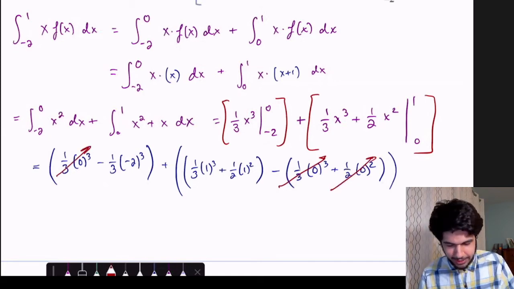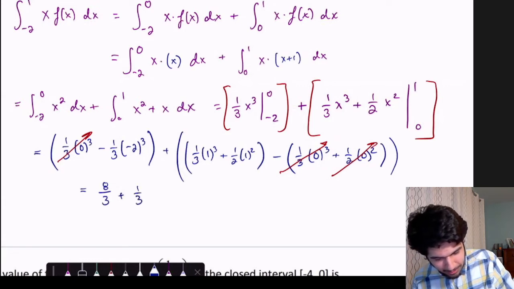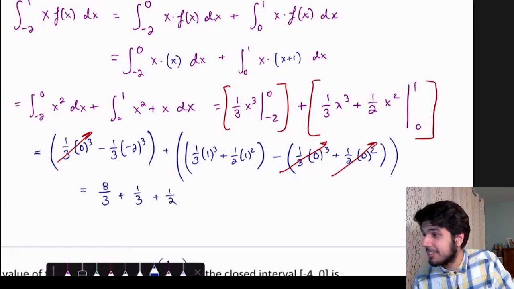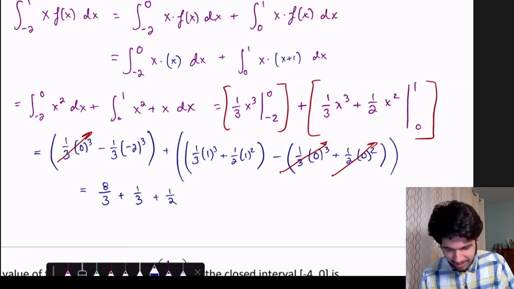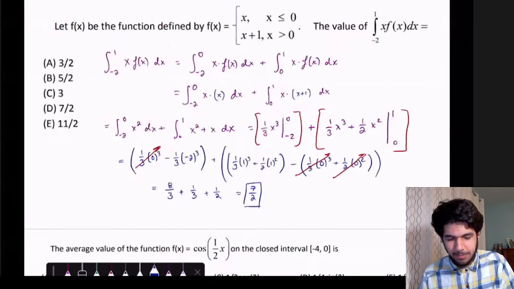Now we're just left with the last few, so hopefully I don't make an arithmetic error here. This should be 8/3 plus 1/3 plus 1/2, which seems to be correct. And then if we simplify this, we should get 7/2 as our answer.